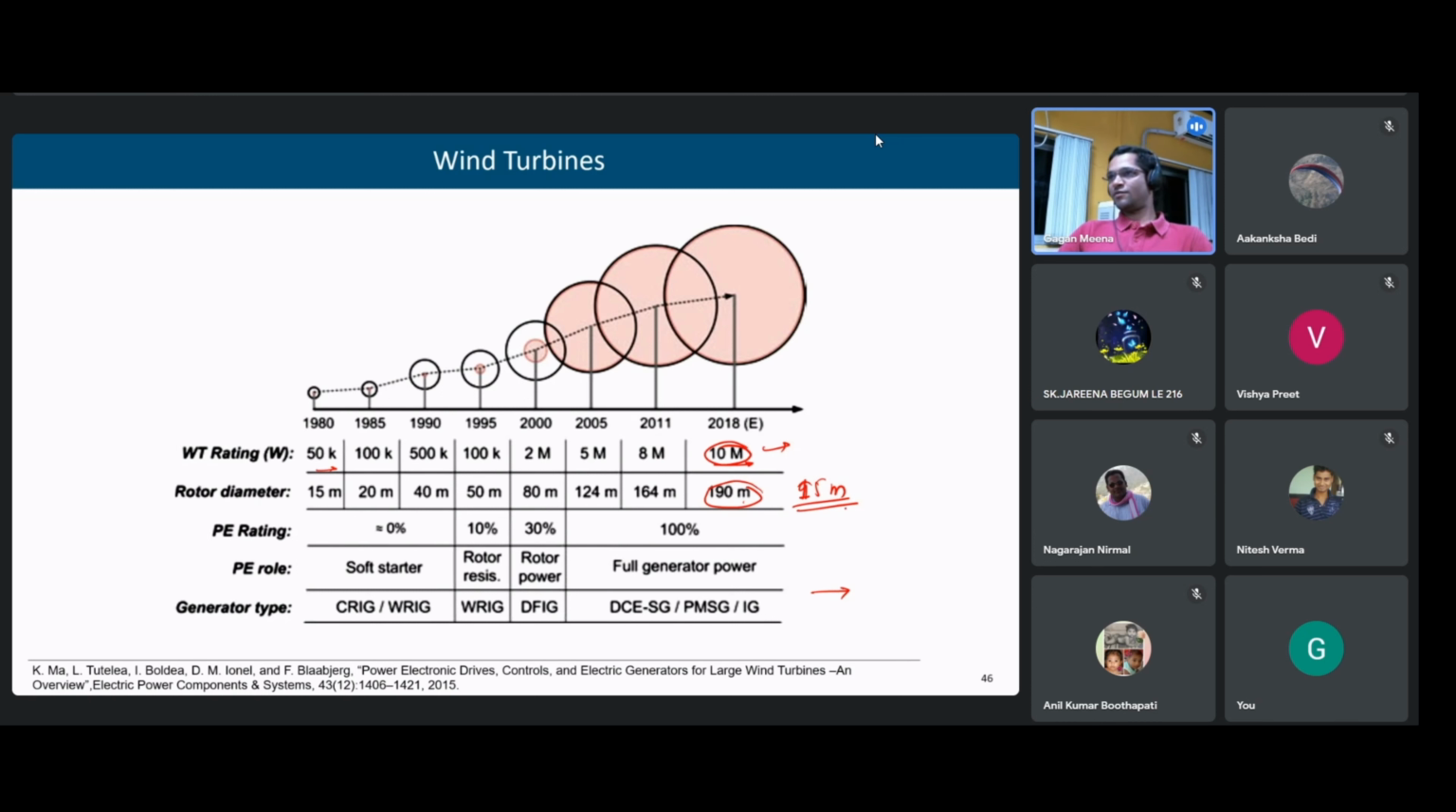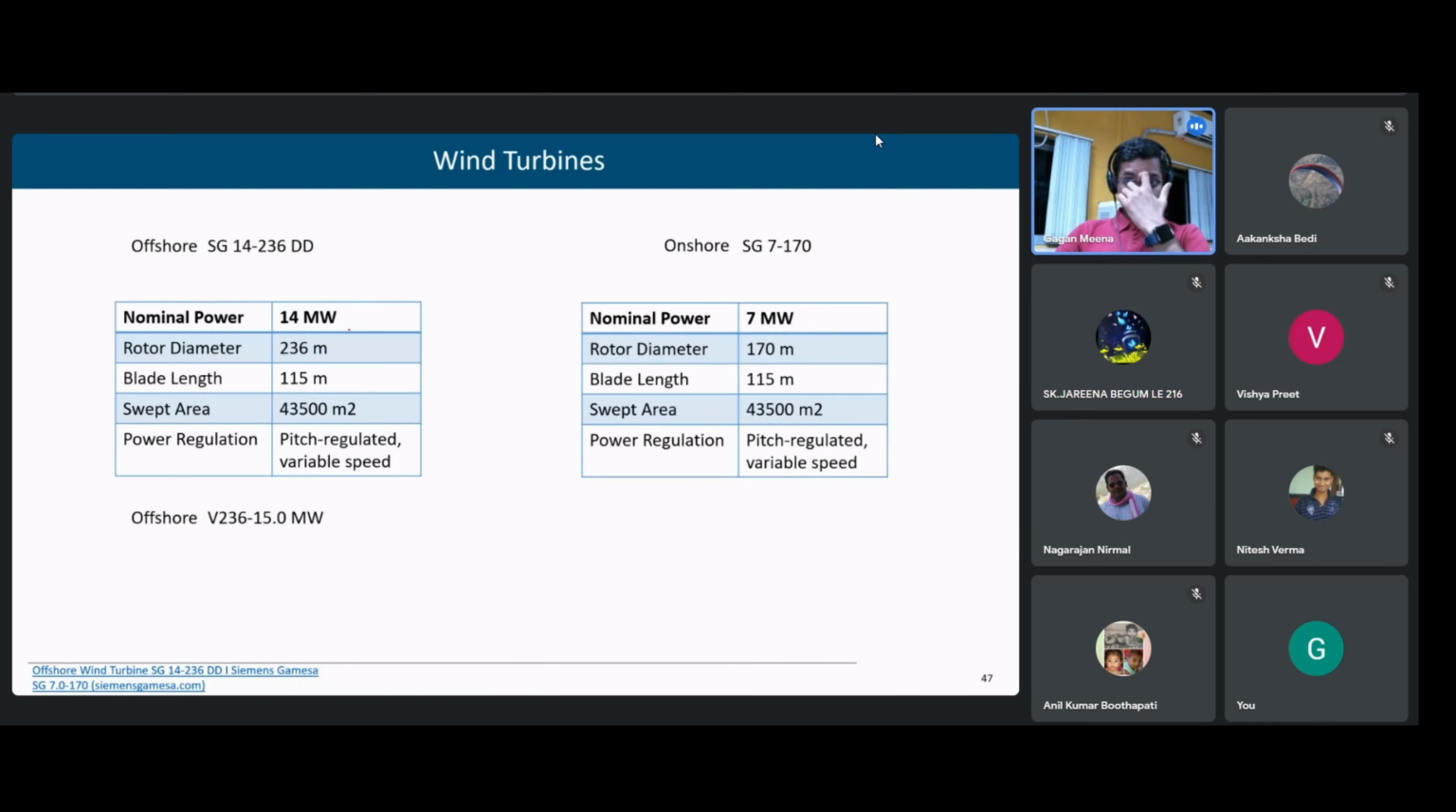There are two types of wind systems: one is onshore and one is offshore. These big turbines we generally use offshore because wind speeds are higher, and we can get high power output. These are the new wind turbines you can see. SG is Siemens Gamesa, a manufacturer, which is manufacturing a 14 megawatt turbine. This 14 stands for the power rating and this stands for the rotor diameter: 14 megawatt and 236 meter rotor diameter. This is for offshore, inside the sea, away from the coast, where wind speeds are steady and higher.